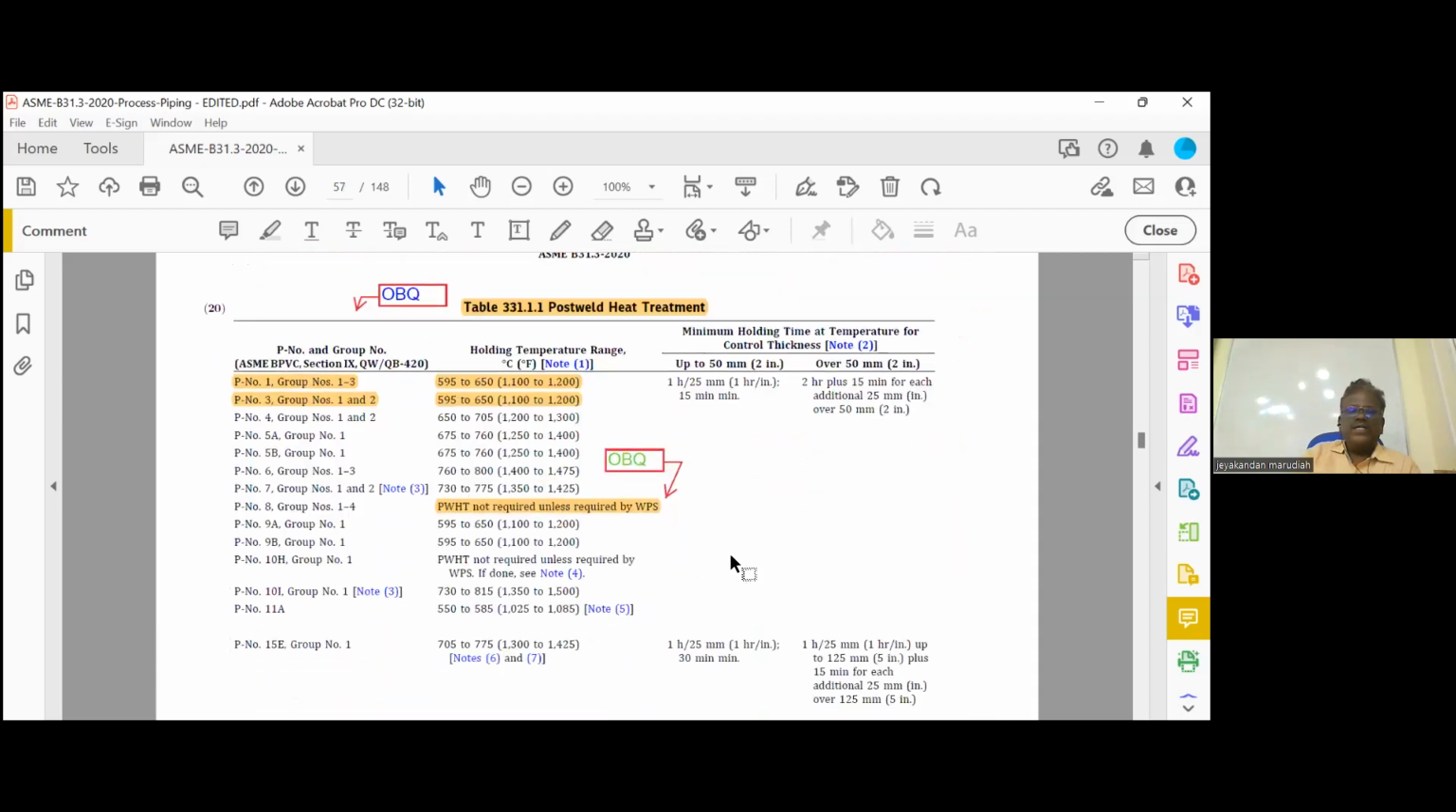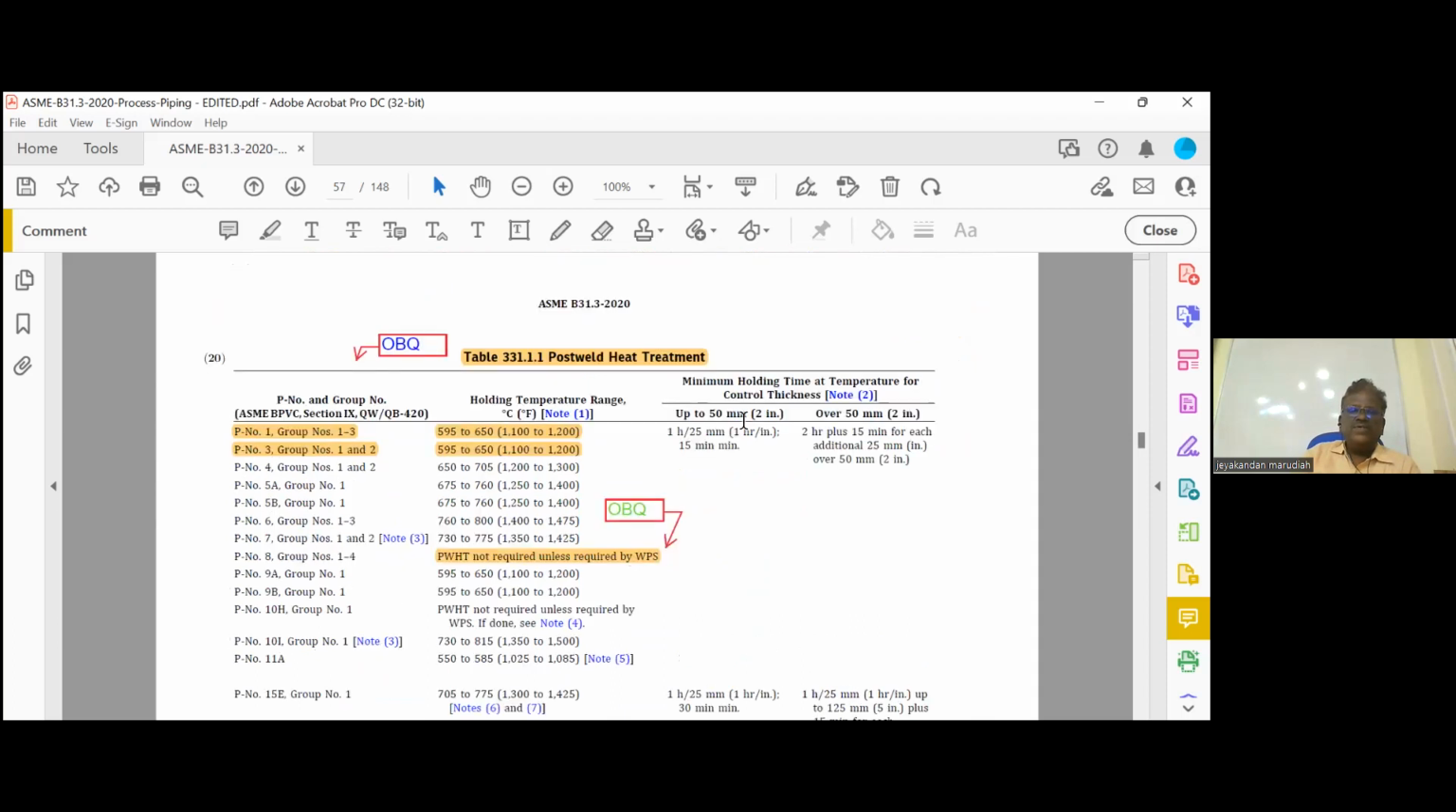Now we will go to the next table. This table is very, very important. This is the regularly asked exam question table. PWHT, how to calculate the holding time. See, for example, P number 1, group number 1100 to 1200, that is a holding temperature. Holding time, just to understand this one. This is the one exam they are testing actually.